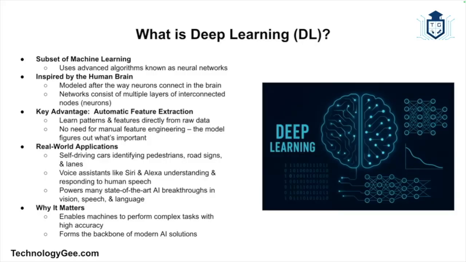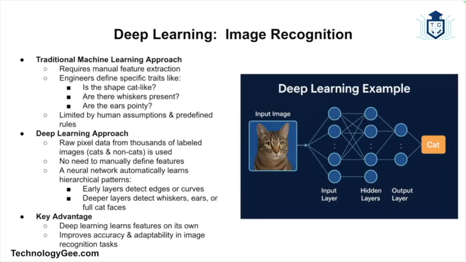Now, the key strength of deep learning is that it can automatically extract features from raw data. So instead of manually telling it what to look for, it figures it out on its own. So here's an example of deep learning in action.